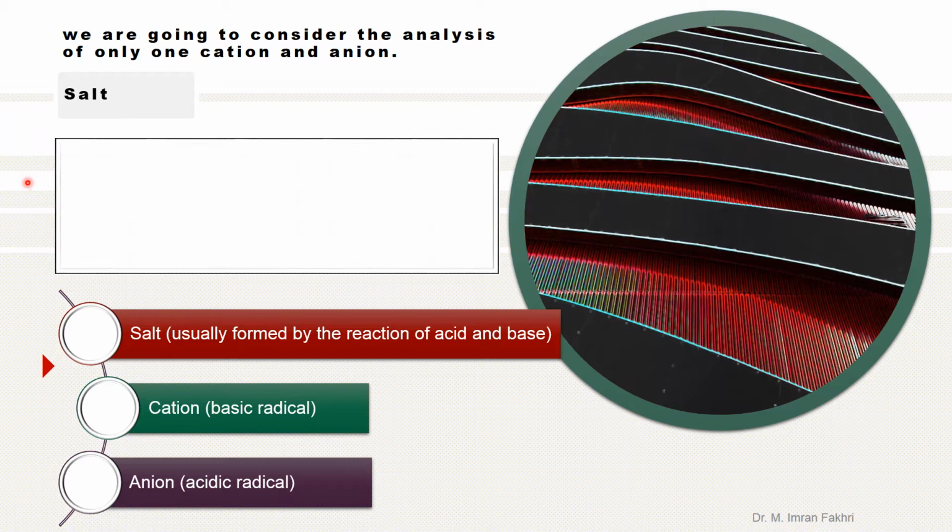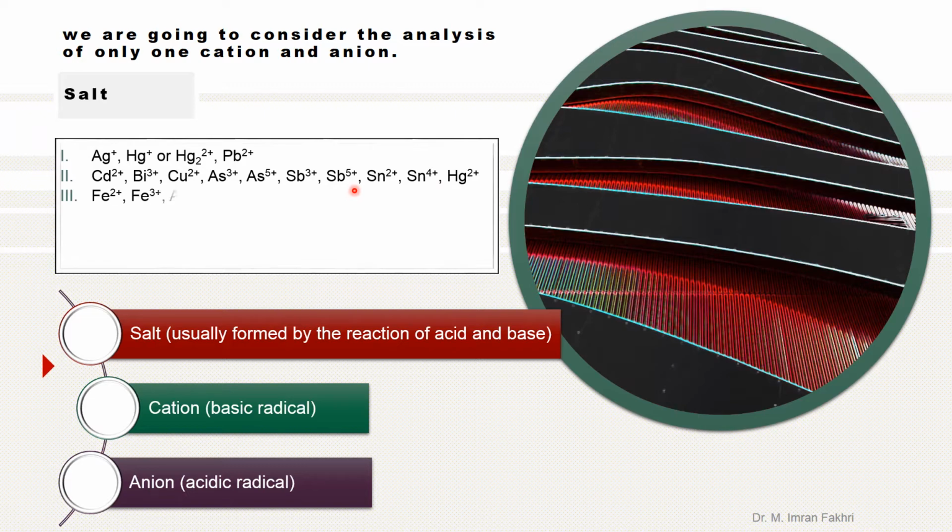We have the following analytical groups of cations, or analytical groups of basic radical. The first group consists of silver ion, mercuric ion, and lead 2 positive ion. The second analytical group of basic radical consists of cadmium, bismuth, copper, arsenic ions, arsenic 3 positive ion, and arsenic 5 positive ion. Similarly, strontium ions, and these all ions are present in the second analytical group.